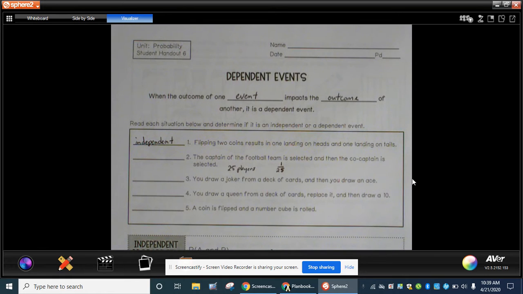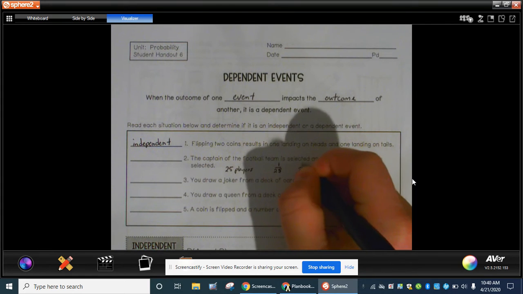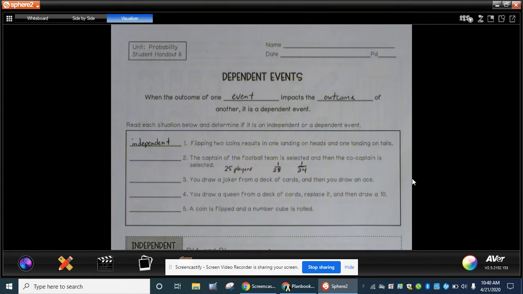In this case, you've chosen that person. Well, the captain cannot be co-captain. So therefore, you have one less player to choose from. You now have 24 people to choose from for your co-captain. This would be an example of a dependent event. You have 25 players to start out with to choose from to be your captain. You've chosen that person. Great. Joe Jones is now the captain of your football team.